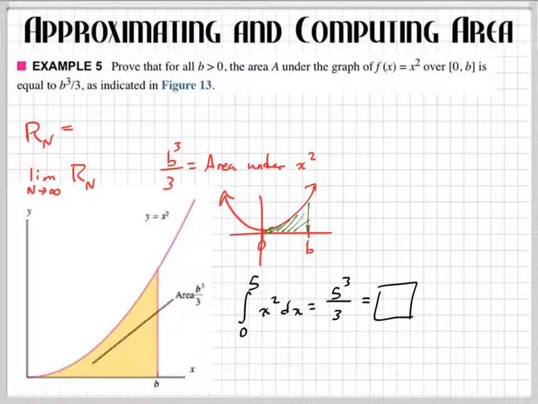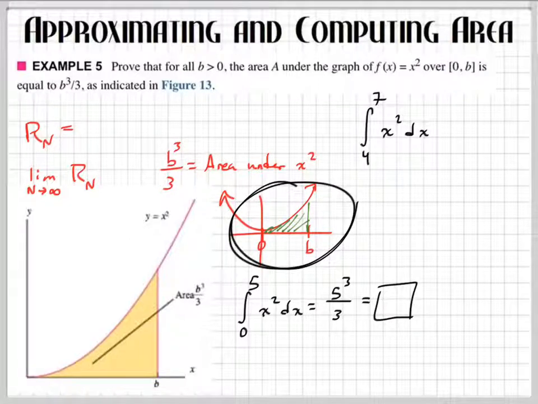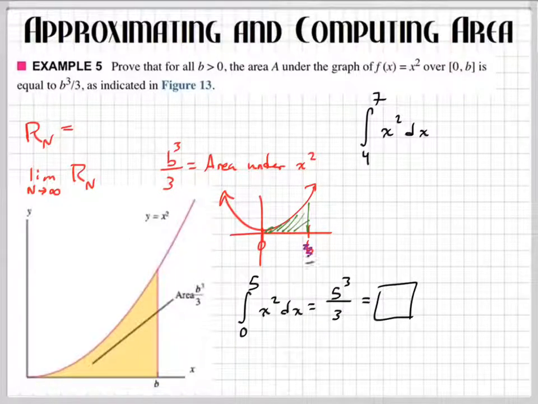Then there's other problems that took it a step farther. It said, well, what if you don't start at 0? What if you were trying to find the area under the curve from 4 to 7 of x squared dx? And so what does that mean? Let's look at my picture right here. We're going to say that this is 7, and this is 4. We need this right here. That's the answer it wants. So how would you do that?